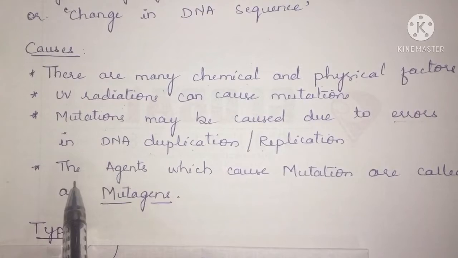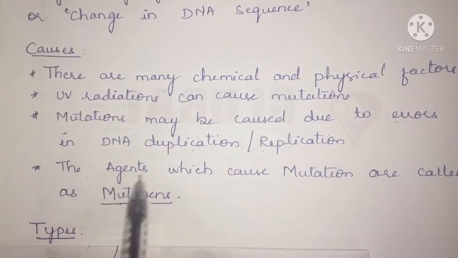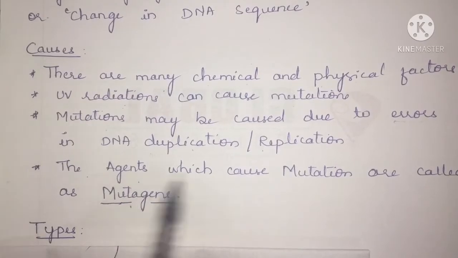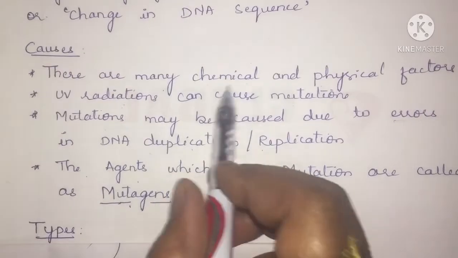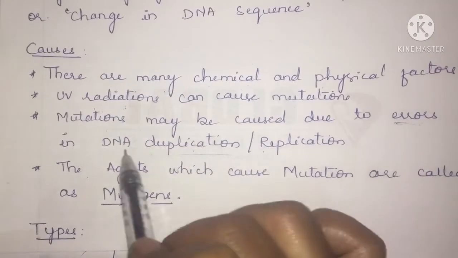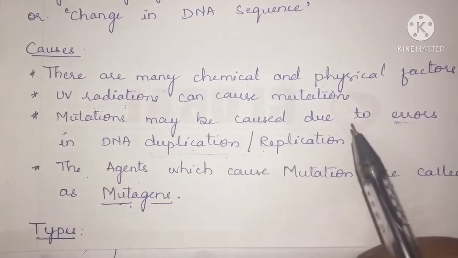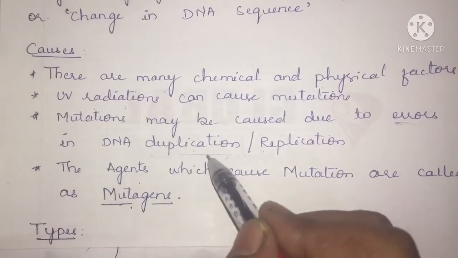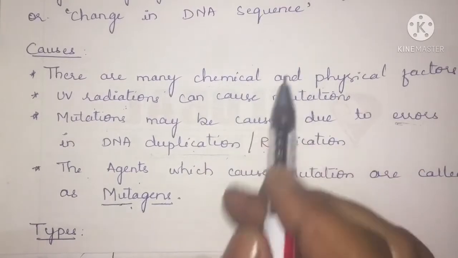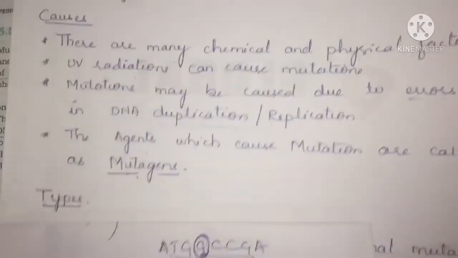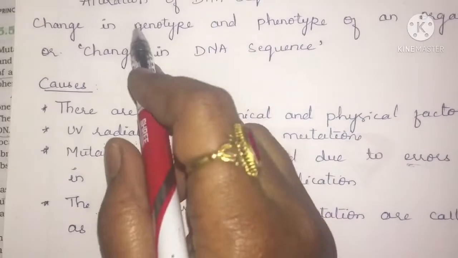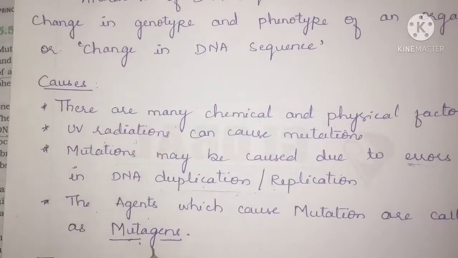One more is there, mutagens. What are mutagens? The agents which cause mutation are called mutagens. Mutagens are nothing but the agents which cause mutation. Which agents will cause mutation? Chemical and physical factors like UV radiations. It might be because of error in DNA duplication or replication. These are the mutagens. You will get what a mutagen is and give examples. I have mentioned only a few; there are many others you can refer to. But from an exam point of view, this much is enough. Now we have discussed what mutation is, what the causes of mutation are, and what a mutagen is.